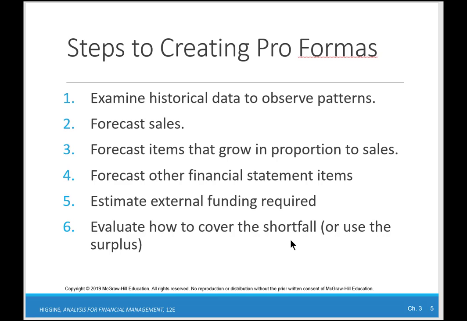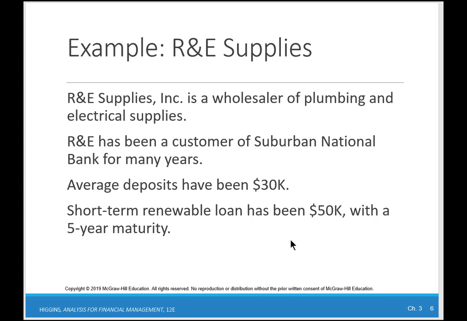So what are the steps that we need? We need to look at some historical data. That's where financial statement analysis comes in. We need to forecast some sales, and find those items we think will grow in proportion to sales. We maybe need to forecast some other financial statement items. We need to figure out what the external funding requirement is, and then we need to decide how to get the shortfall covered or how to use the surplus. So here we have a company.